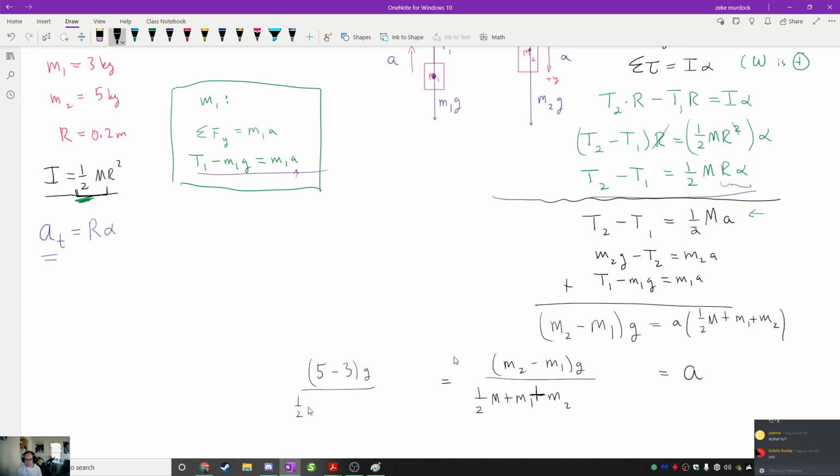Okay, anyway, so 1/2 of big M. What was big M? That must have been 4. Okay, so big M is 4. So 1/2 of 4 plus m1 plus m2 is 3 plus 5. And that's all equal to the acceleration, which is going to be, let's see, so this is 2 plus 3 plus 5 is 8 plus 2 is 10. 5 minus 3 is 2, so it's g over 5, which is approximately 2 meters per second squared. Did I do that right? Looks right to me. Maybe I made a mistake. I don't know. You can all tell me.